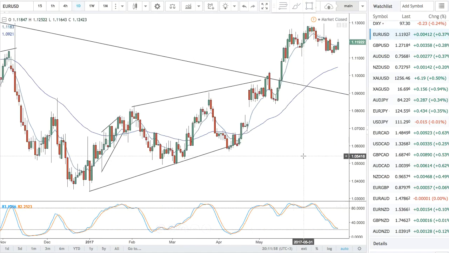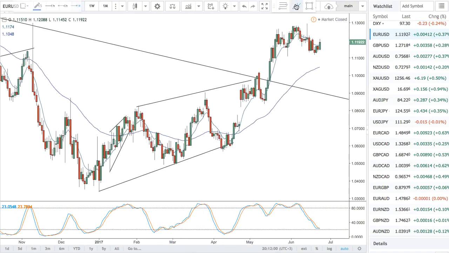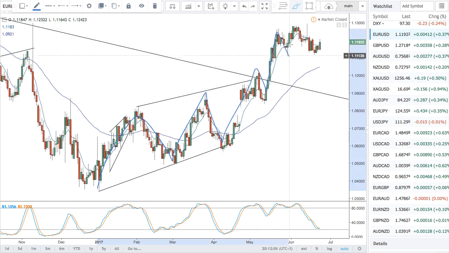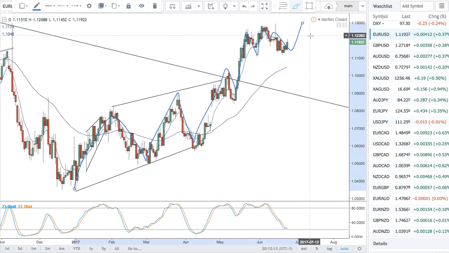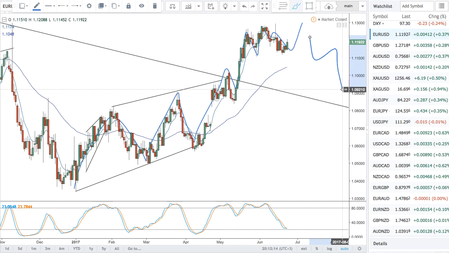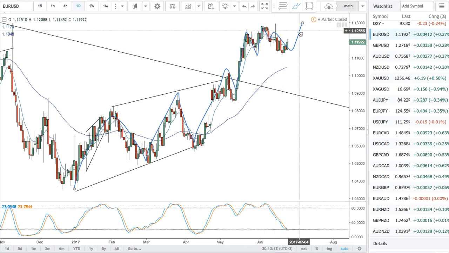So Euro US dollar, a bit of a similar idea here. If I was forced to count this, it would be the same thing. 1, 2, 1, 2, 1, 2, 3, 4, 5, 4, 5, 4, 5. One more high. And then a bigger correction down. And then a big move up. So I'm sticking with a bullish count on Euro US dollar.